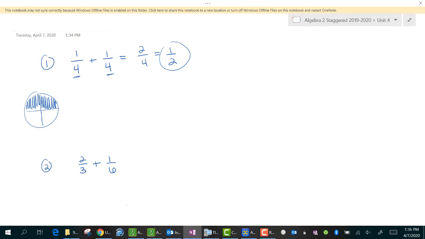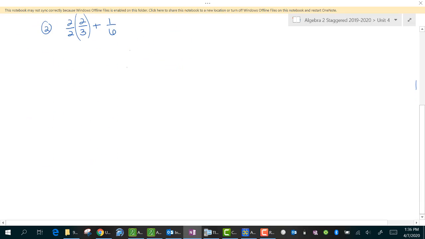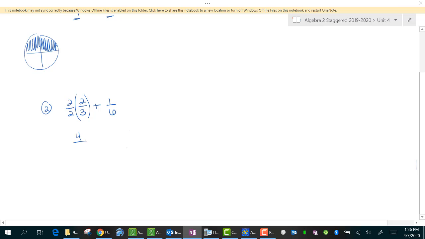When I'm thinking about this, I think, okay, 3 times 2, I get 6. So I'm going to multiply that first fraction, both numerator and denominator, by 2/2. When we multiply fractions, we multiply numerator with numerator, denominator with denominator. So I end up with 2 times 2 is 4, 2 times 3 is 6, so 4/6 plus 1/6. Now that those denominators are the same, I can add the numerators. So 4 plus 1, I get 5/6, and my denominator remains the same.